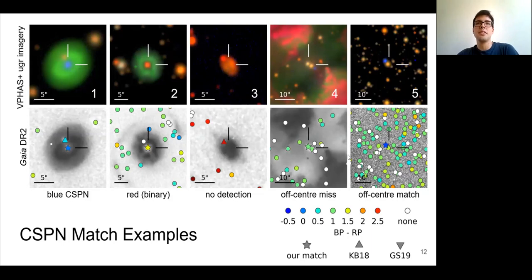And then the last 2 cases show where there's some more ambiguity. The blue star is quite clear in the VFAST images. In one case, Gaia hasn't actually detected its color, and we're not able to identify it, so it's not the closest to the center of the nebula. And in the final case, Gaia has detected the color, and our method correctly identifies the blue central star, even though it is not actually closest to the nominal position.